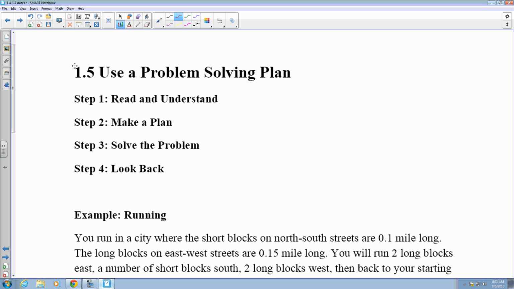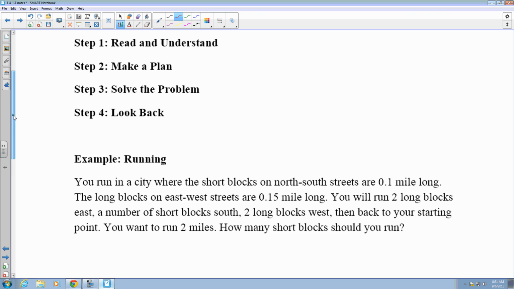Step 1, you need to read through the whole problem and understand what you're trying to find. Step 2, you need to make a plan. How are you going to find that? Step 3, you're going to solve it, and then step 4, you're going to look back and make sure that your answer makes sense with the problem.